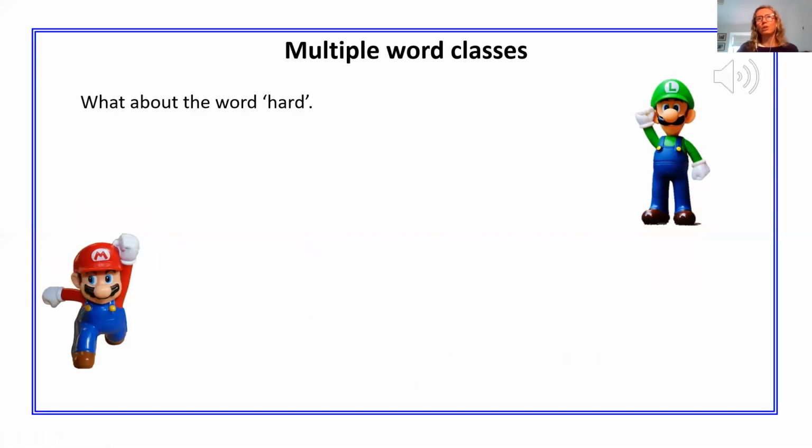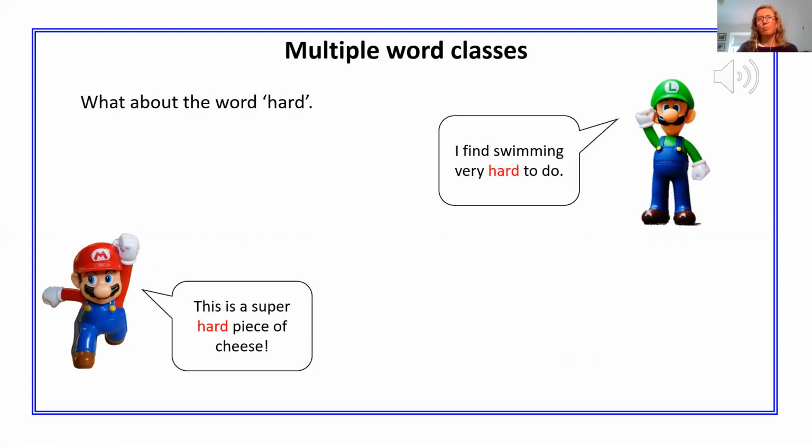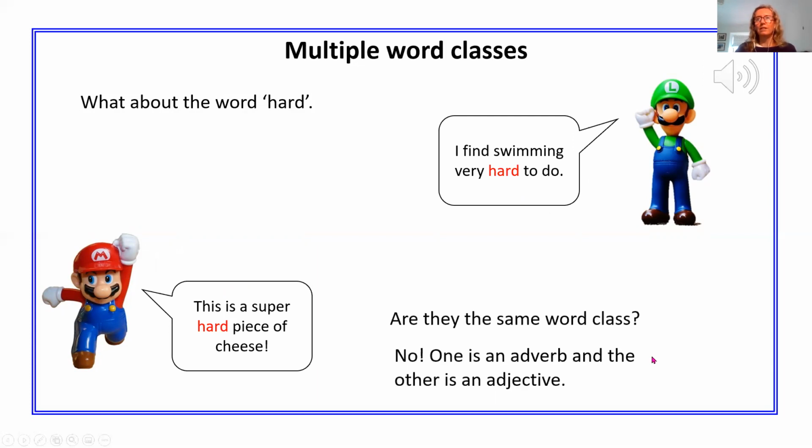Right, let's have a look at the word hard. So this is a super hard piece of cheese. I find swimming very hard to do. So one is an adjective and one is an adverb. So let's see which is which. This is a super hard piece of cheese, and here it is an adjective. I find swimming hard. Here it is an adverb. Because in the first, the adjective is describing the noun, which is the piece of cheese, and here the adverb is describing the verb, which is swimming.